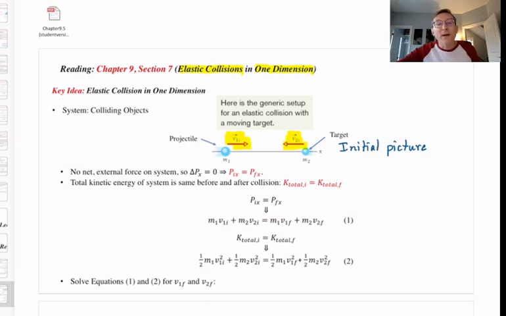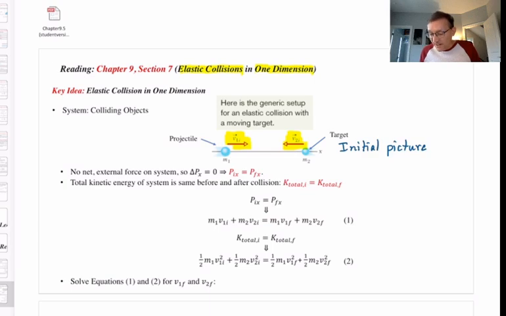We're not drawing a final picture. Final means after the collision, because the details of that picture will depend upon how the masses of the two particles compare, as we will learn. Okay? So we're only drawing an initial picture. We'll draw final pictures in problems when we know more about what the masses are.